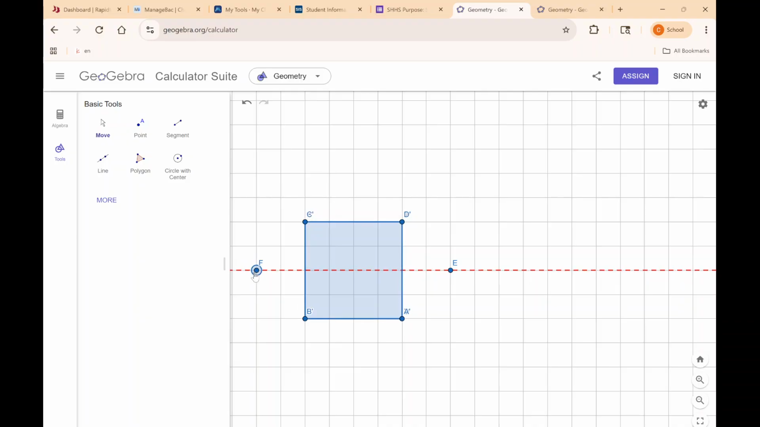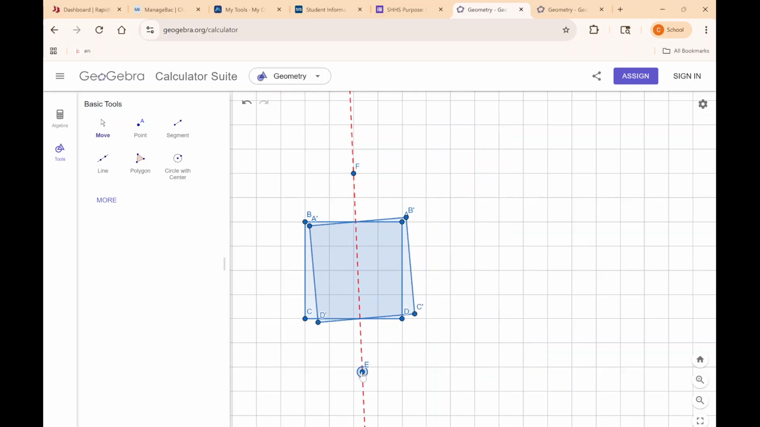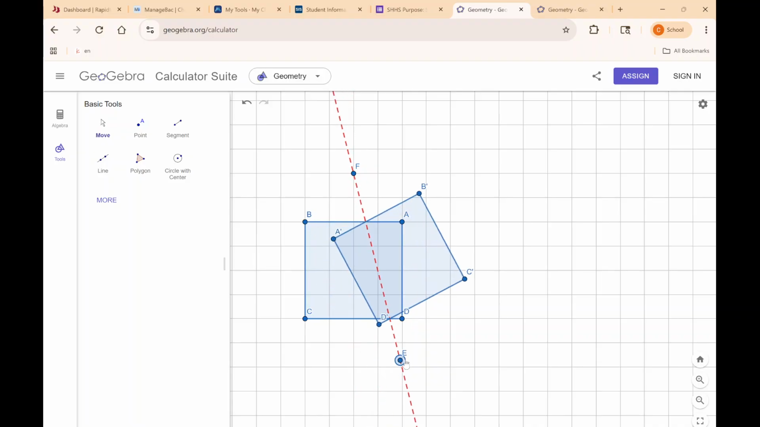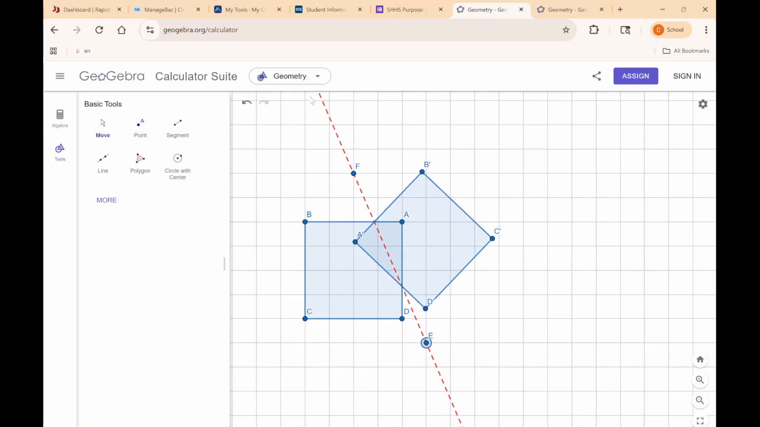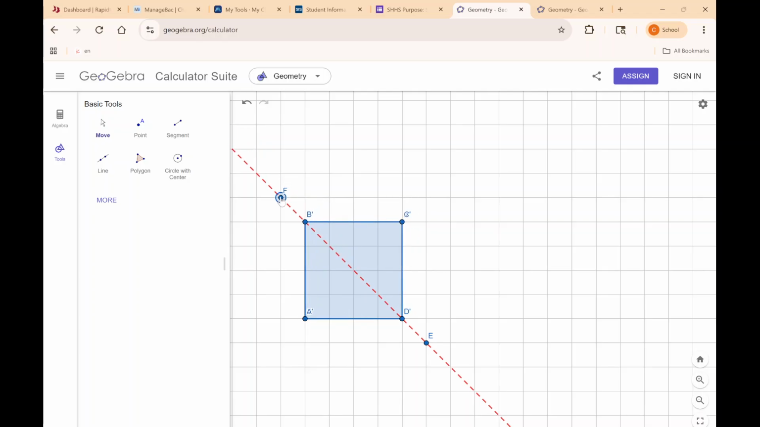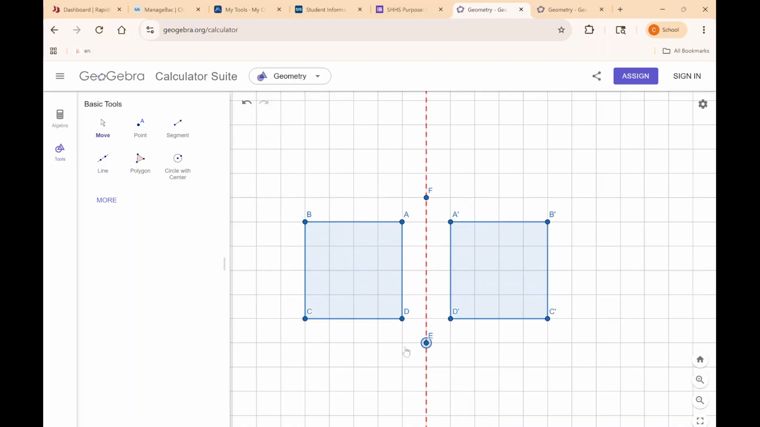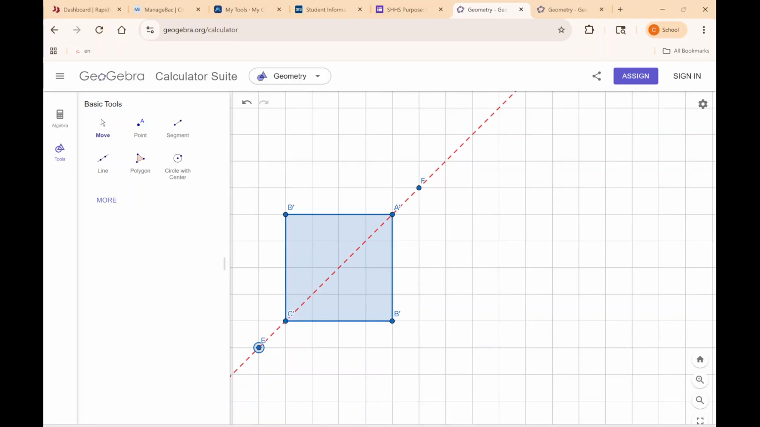That works. Horizontal works. What about vertical? That works. What about going diagonal? Diagonal works as a line of symmetry. And the other diagonal works as well. So 4 lines of symmetry for the square.